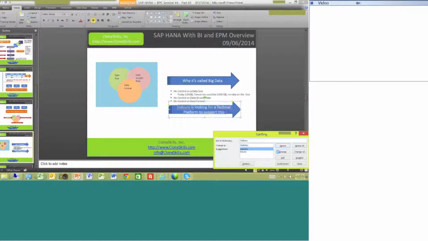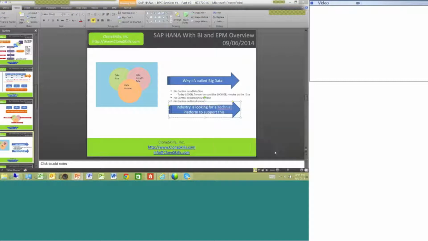If it's a table, I know what it is. If it's something within my business, I know what it is. But this all goes beyond anyone's control. So what kind of technical platform is being used to support this? This is where SAP HANA comes into the picture. SAP HANA is a big data platform. Hadoop is a big data platform.